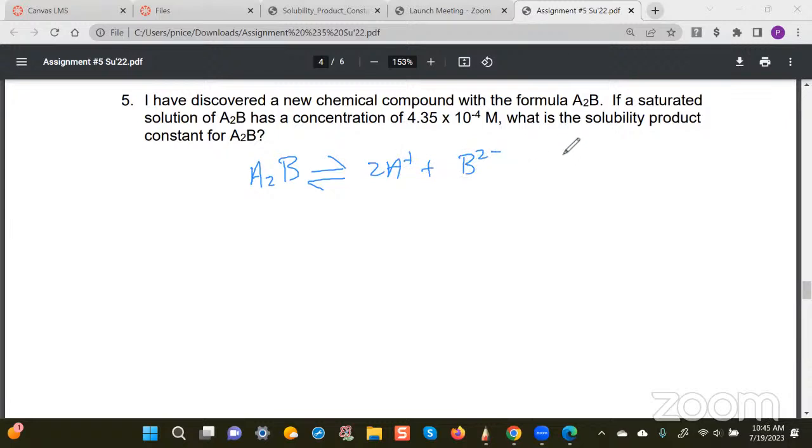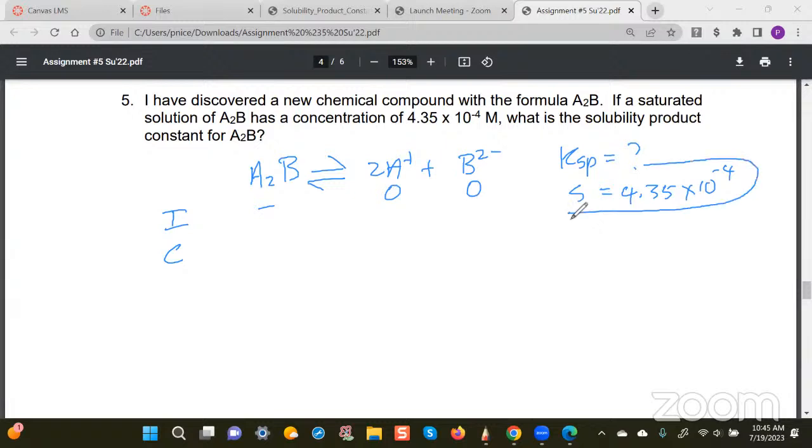Now, what the question is asking for is the Ksp, right? And the question also gave you that the solubility is 4.35 times 10 to the minus 4, right? Now, initially, we would have none of that and none of that. So my question to you is this: based on what we did before, what do you think the changes will be for the concentration of A plus and B2 minus? And the hint is right here, the solubility. So what do you think the change in the concentration of A plus is?